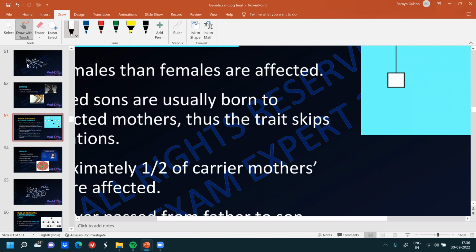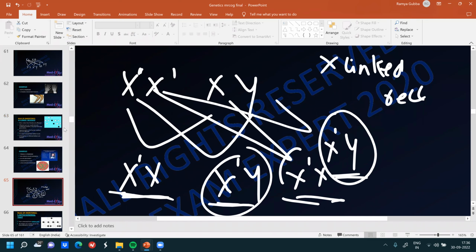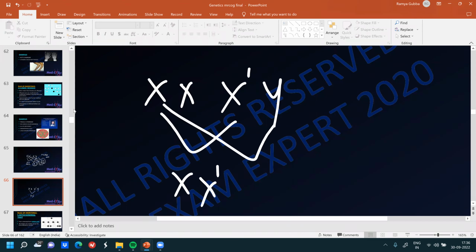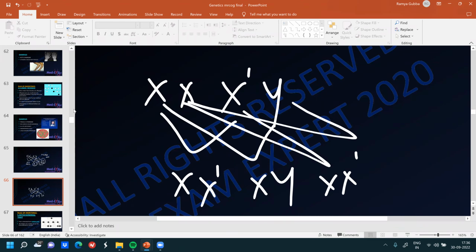Okay. Now, similarly, let us see the example of the father also. Let us see the example that the father is affected and the mother is unaffected. What will happen? For the father to get the disease, only one X chromosome has to be positive. So if only the father has the disease, no babies will get the disease. All females will be carriers and all males will be free of disease. So remember, X-linked disease cannot be transferred from father to the sons. Fathers will give daughters just as carriers.